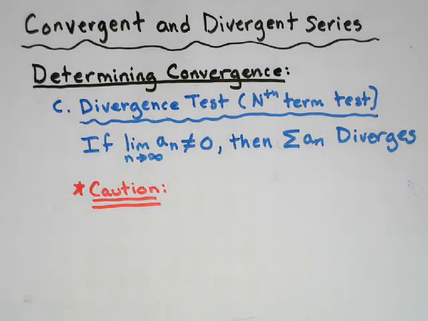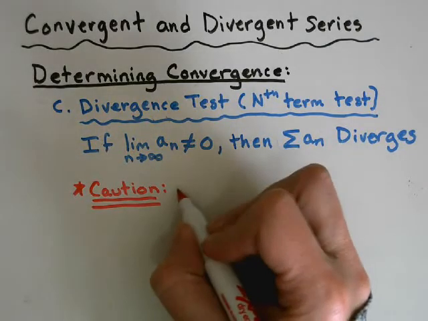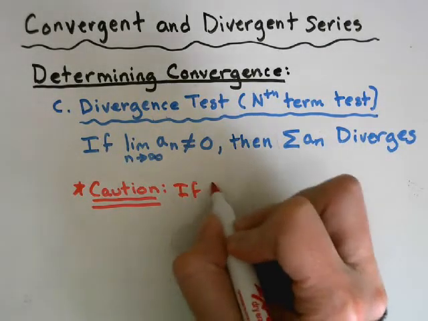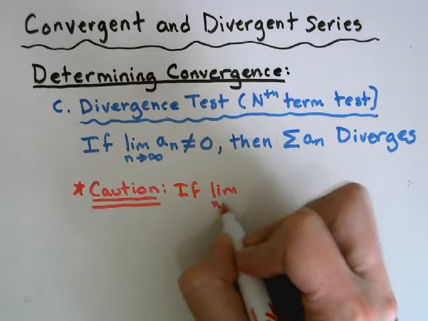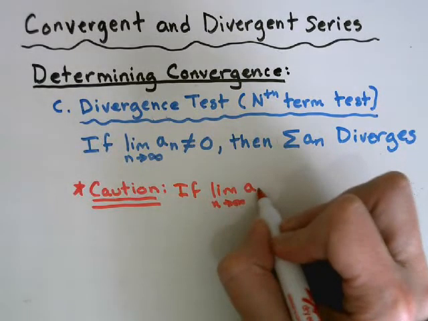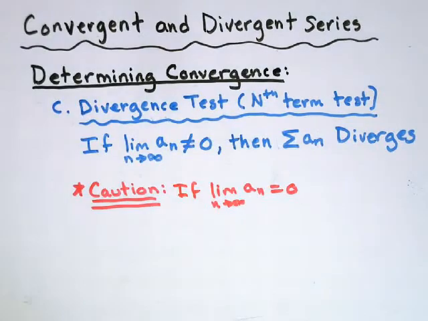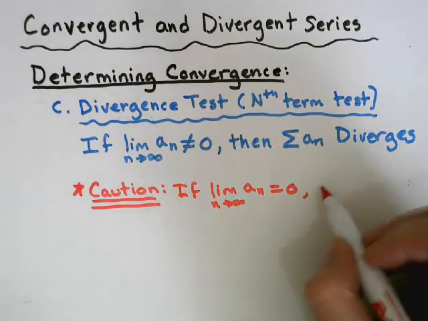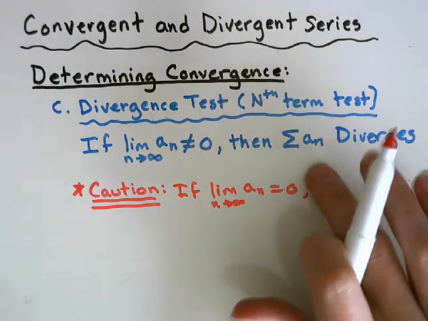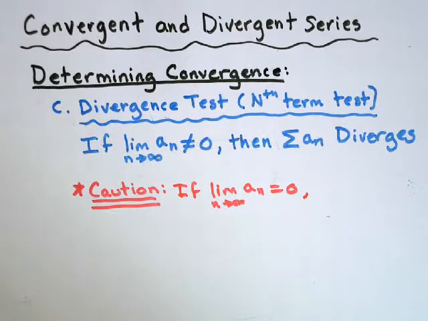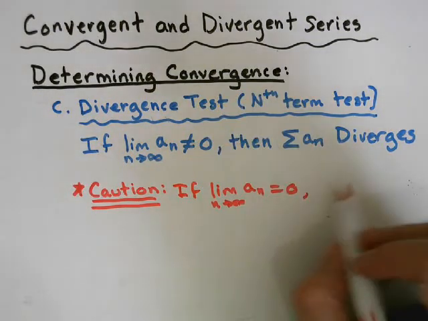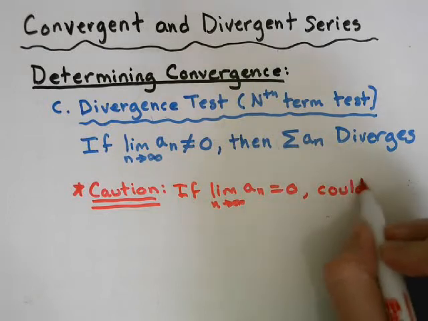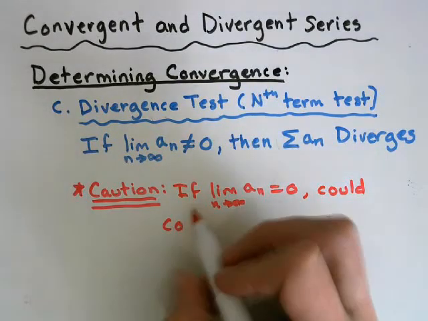The caution, and this is going to be a little counterintuitive based on what I've been telling you over the last couple weeks, is that if the limit as n goes to infinity of the nth term does equal 0, the series could converge, but it doesn't necessarily. So if this is the case, it could converge or diverge.